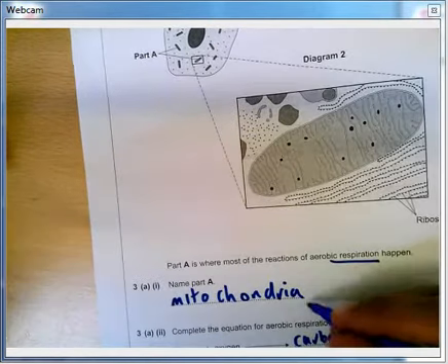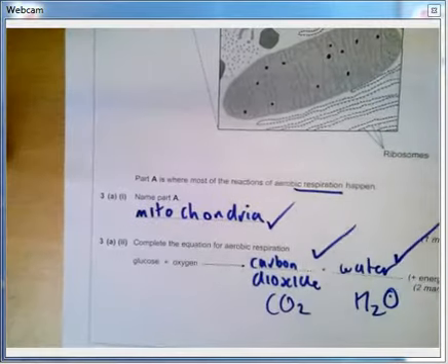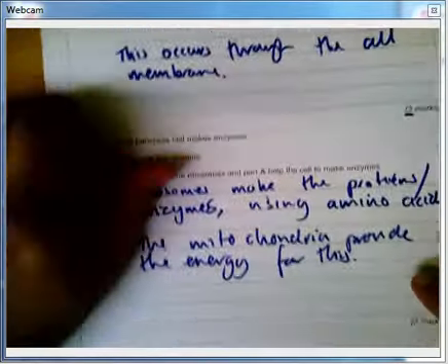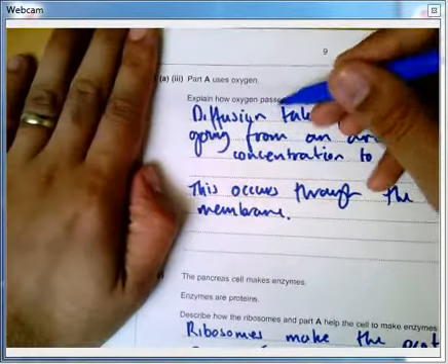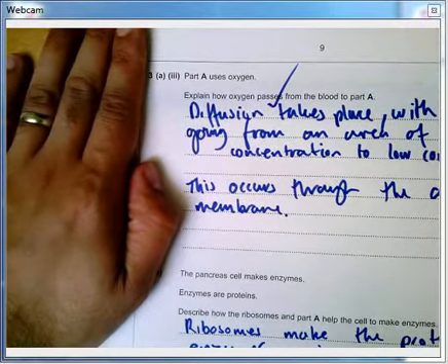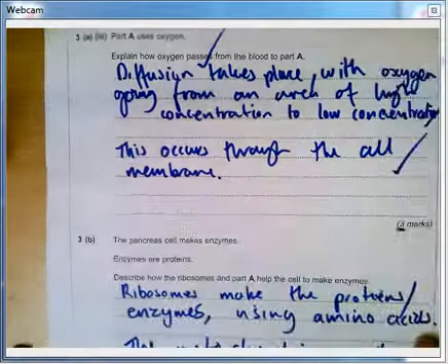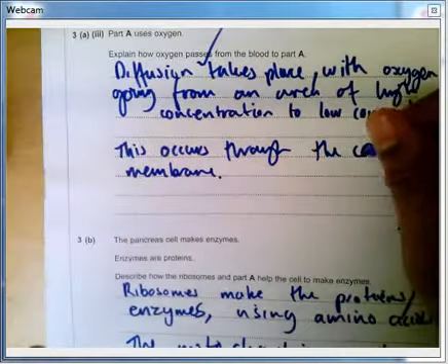So the marks: for naming part A, mitochondria; for carbon dioxide over here; for water over here. Saying diffusion gets you a mark up here. And when you say it goes from high concentration to low concentration, that gets you a second mark. If you say that occurs through the cell membrane, it's a third mark.